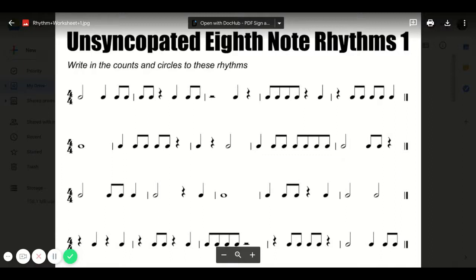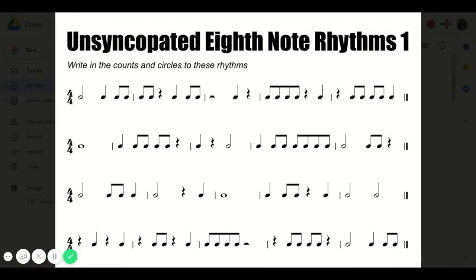In counting rhythms, we're usually dealing with a measure of 4/4, which means 4 beats in a measure. We haven't talked about anything beyond that. That means from here to here is 4 beats, and then there's a bar line. From here to here is 4 beats and then a bar line. So every measure is filled with 4 beats.